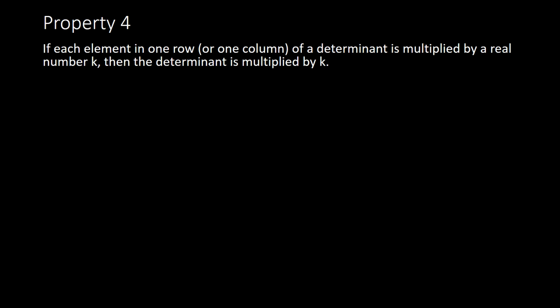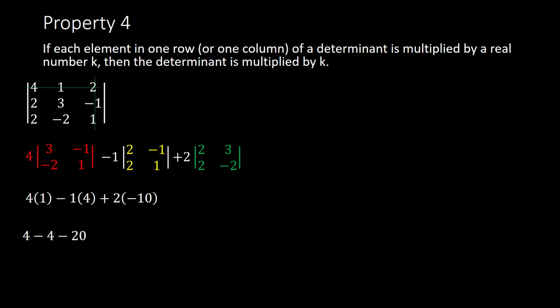Property 4 says if each element in one row or column of a determinant is multiplied by a real number, then the determinant is also multiplied by that real number. So for example, using the same matrix that we just solved, you find the determinant, and we've already done this. Your solution would be negative 20.